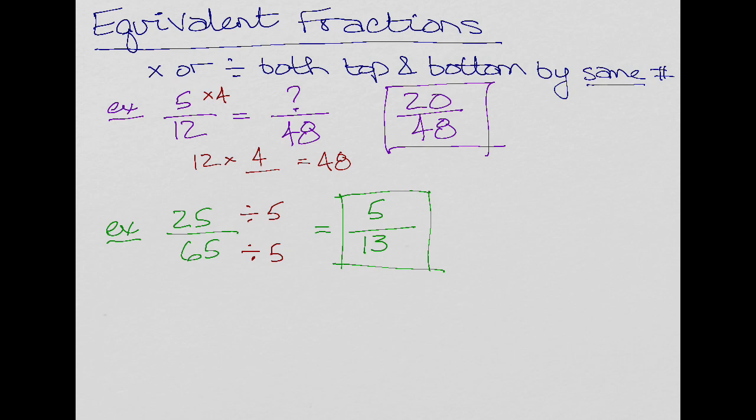I'm going to point to this 5/13 here. We might say this is simplified completely or in lowest terms because I can't do that again. I can't divide the top and the bottom, 5 and 13, by the same number and have them both come out to whole numbers. So finding equivalent fractions by dividing is a good way to get your fraction in lowest terms, simplified as much as possible.